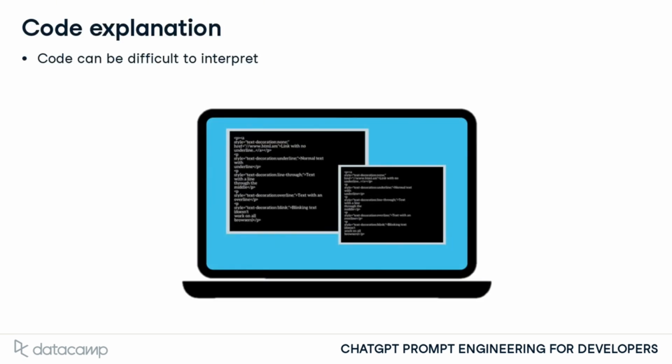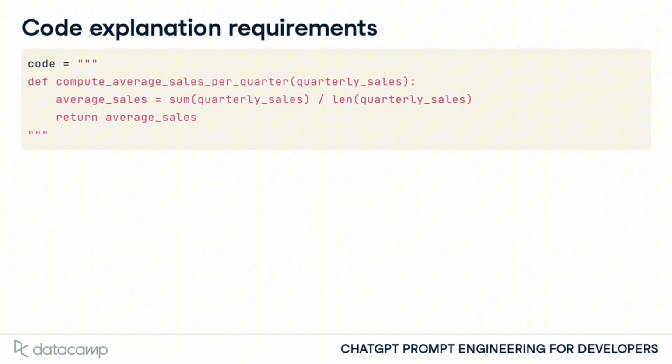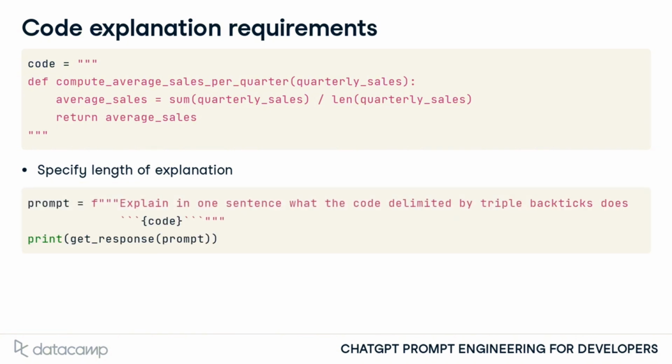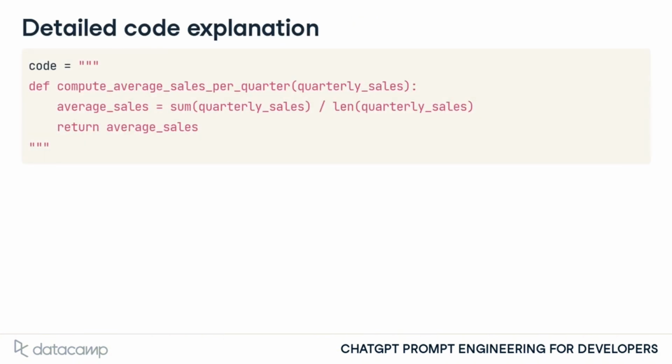Sometimes, pieces of code can become very difficult to interpret, especially if they are lengthy. LLMs can help explain such code. When asking the model to explain a specific code, we should specify the desired explanation length. For example, asking for a one-sentence explanation results in a high-level summary, like stating that the code calculates the average sales per quarter. We can also ask the model to explain the code in detail.